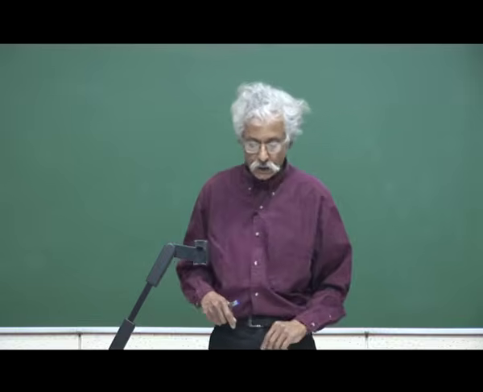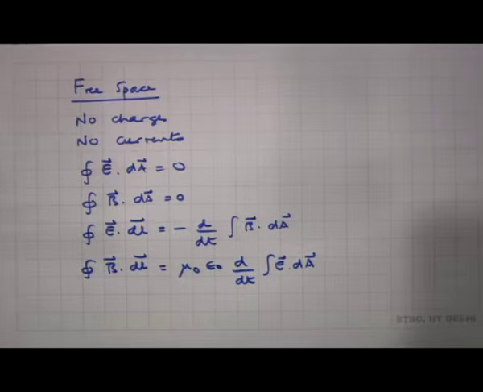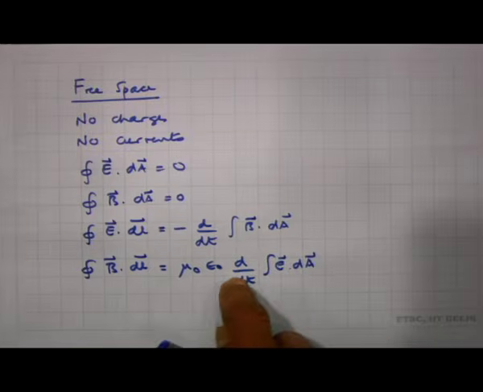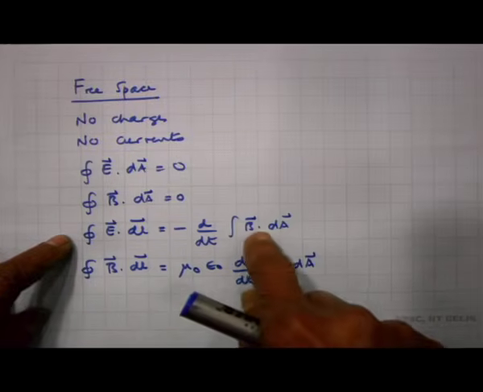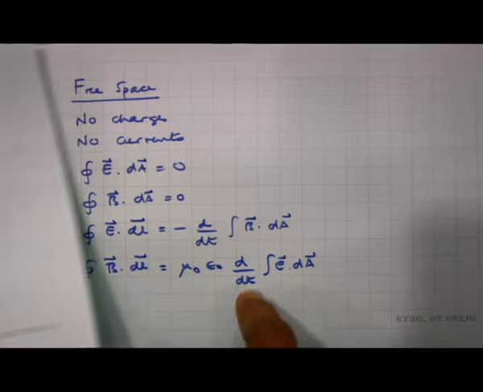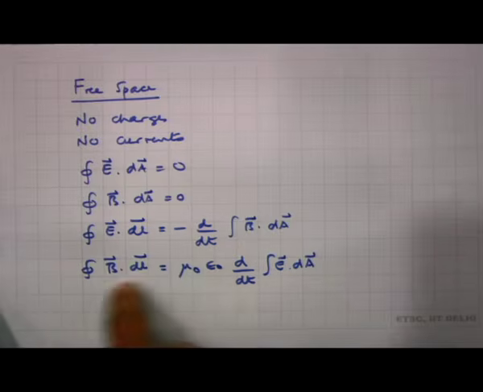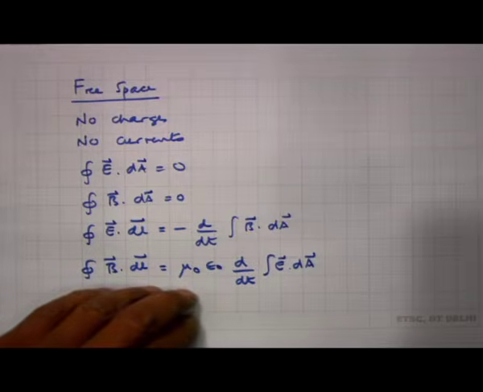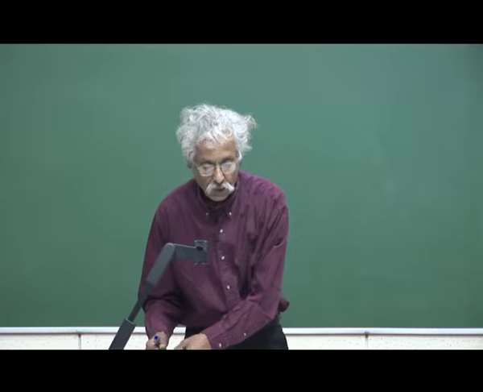Now, what I am going to show you is that the solutions which I have written, namely these two solutions, are consistent with these two equations. That means that the magnetic field as given by this equation and the electric field given by this equation, the solutions are consistent with Maxwell's equations. So, let us start from Faraday's law first.